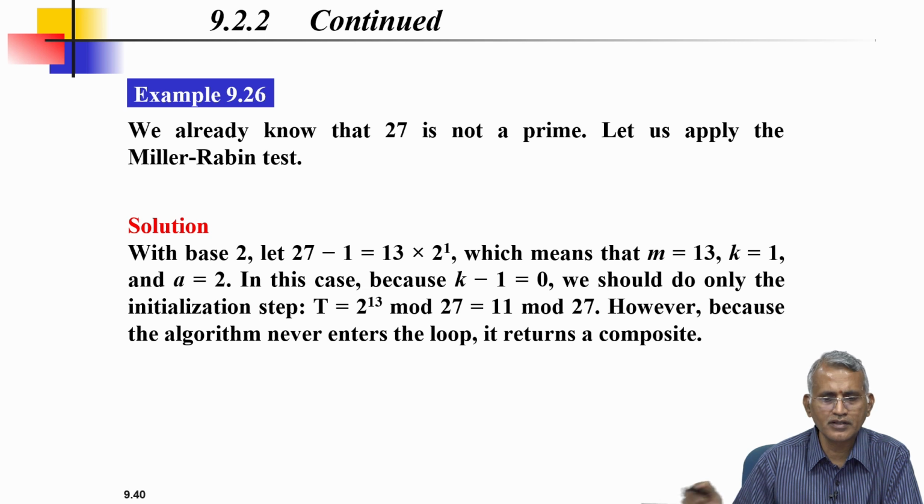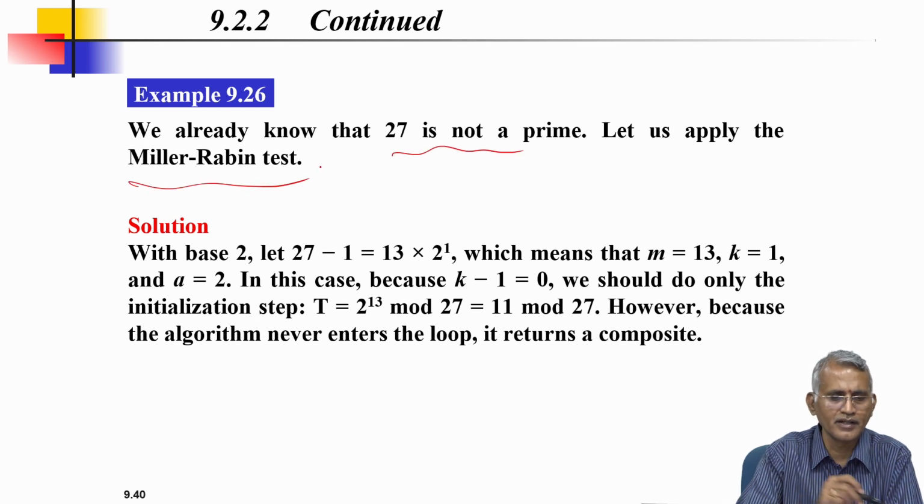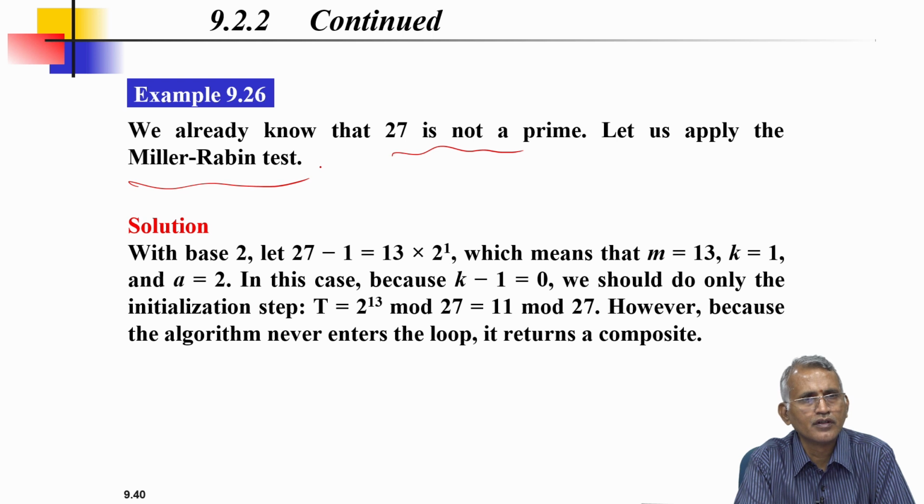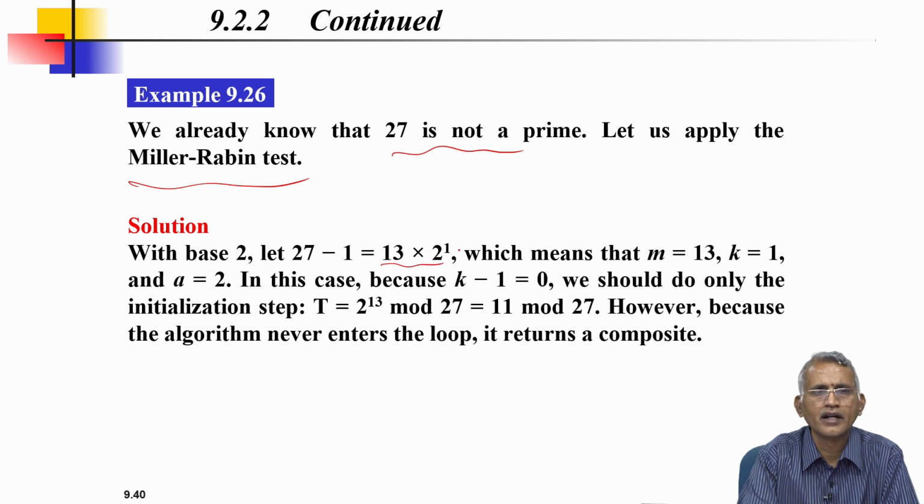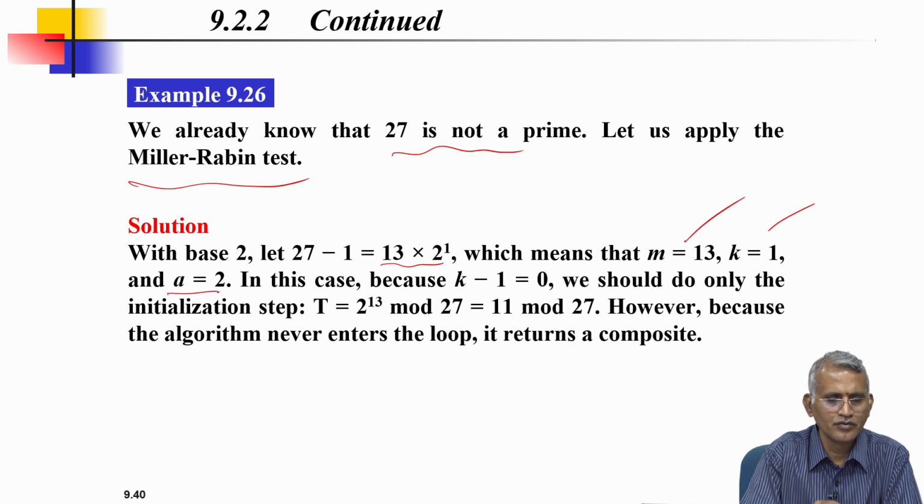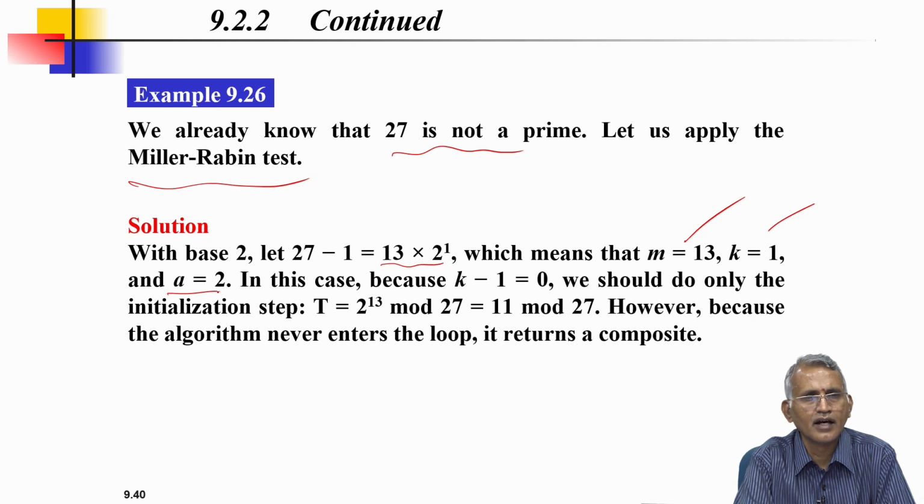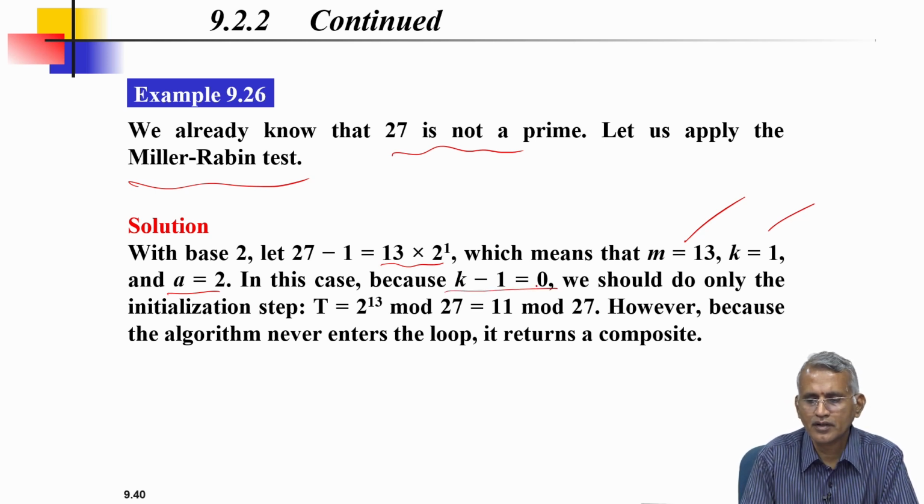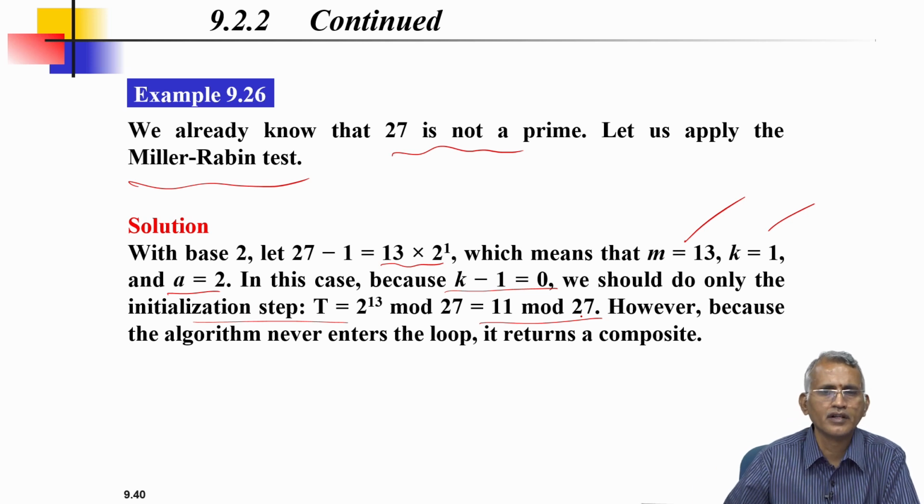Now, we already know that 27 is not a prime. Let us apply the Miller-Rabin test. So, with base 2, we have 27 minus 1 equal to 26, that can be 13 into 2 power 1, which means m equals 13 and k equals 1 and a equals 2. In this case, because k minus 1 is 0, we should only do the initial step: t equals 2 power 13 under modulo 27. The value is 11 under modulo 27. Therefore, the algorithm never enters the loop, so it returns a composite.